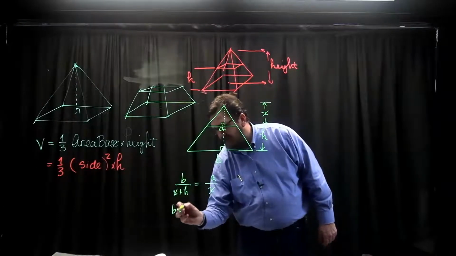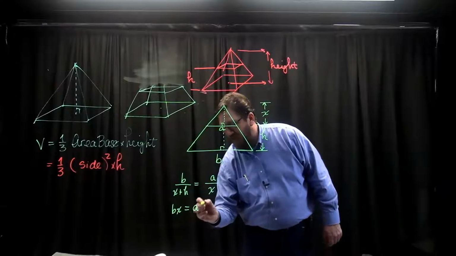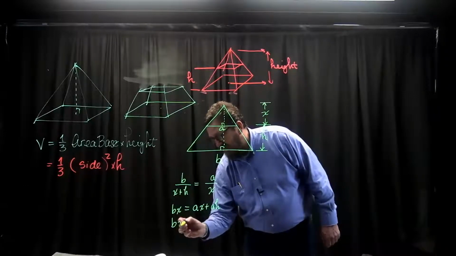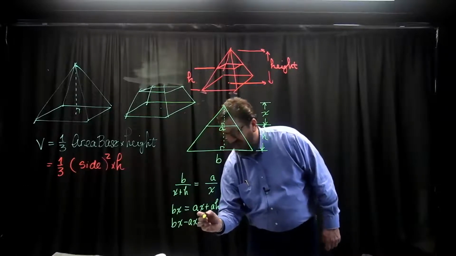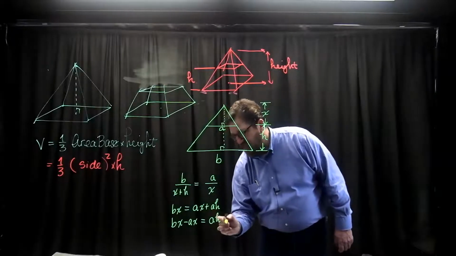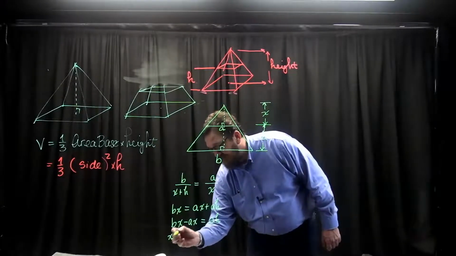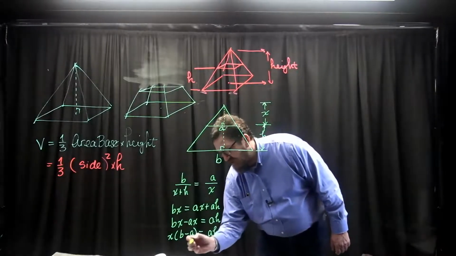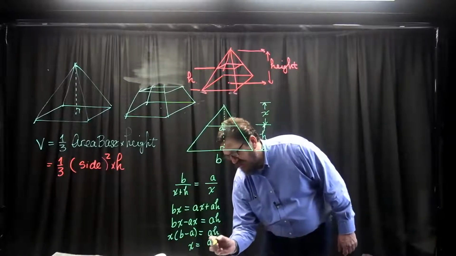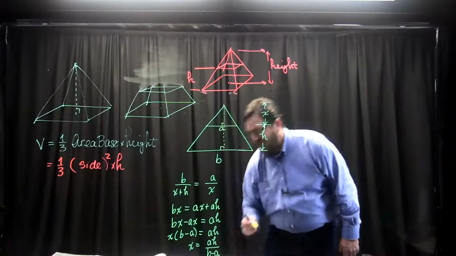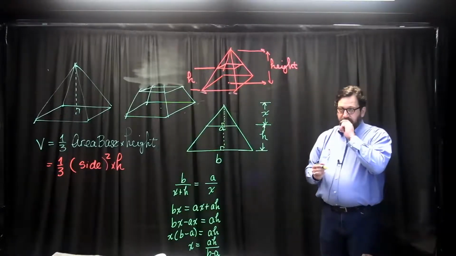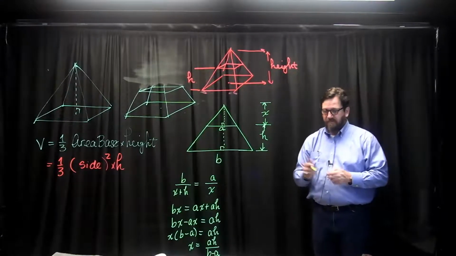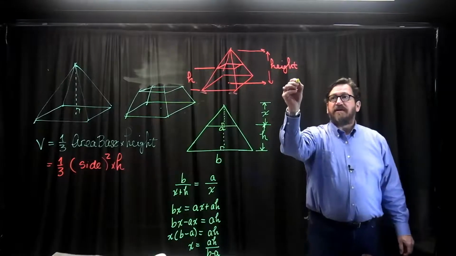So I'm going to multiply the extremes and the means. And I get bx is equal to ax plus ah. So I have bx minus ax is equal to ah. I'm going to factor out an x over here, and I have b minus a is equal to a times h. So x is going to be equal to a times h over the difference of the two bases. You're asking yourself why. I would rather have 3 variables than 4 whenever possible. So now the calculation shouldn't be too bad.